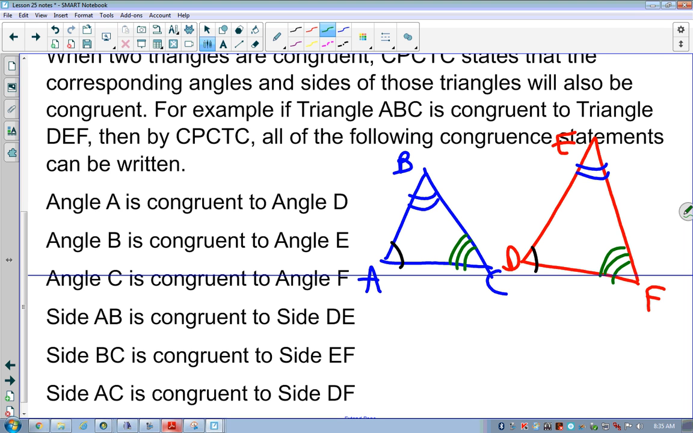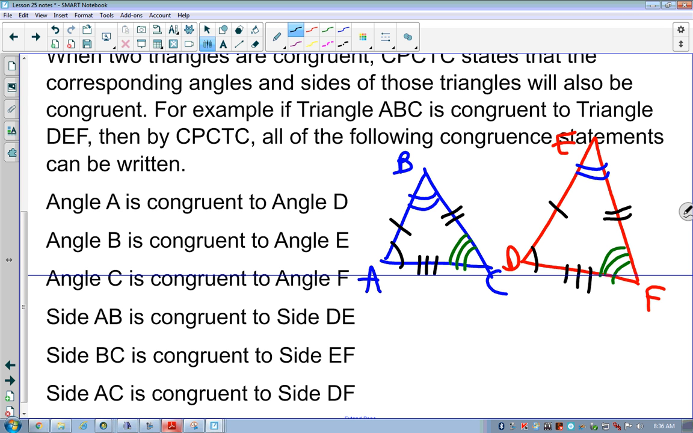And then we could go in and look at tick marks. So AB would be congruent to DE. BC would be congruent to EF. AC is congruent to DF. Okay, do we follow that? Once I know that they're congruent, I know that all of those corresponding parts are congruent.